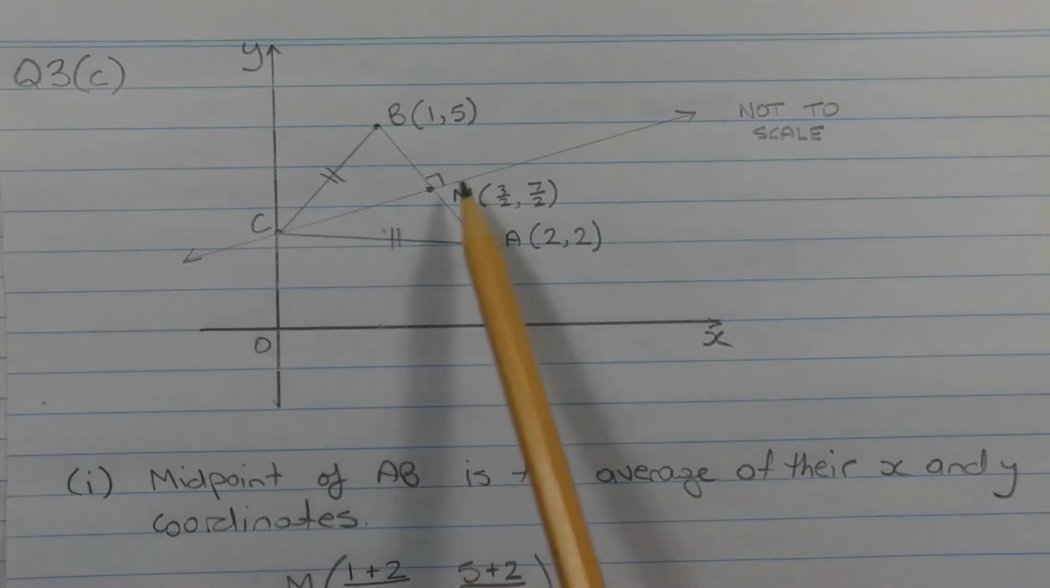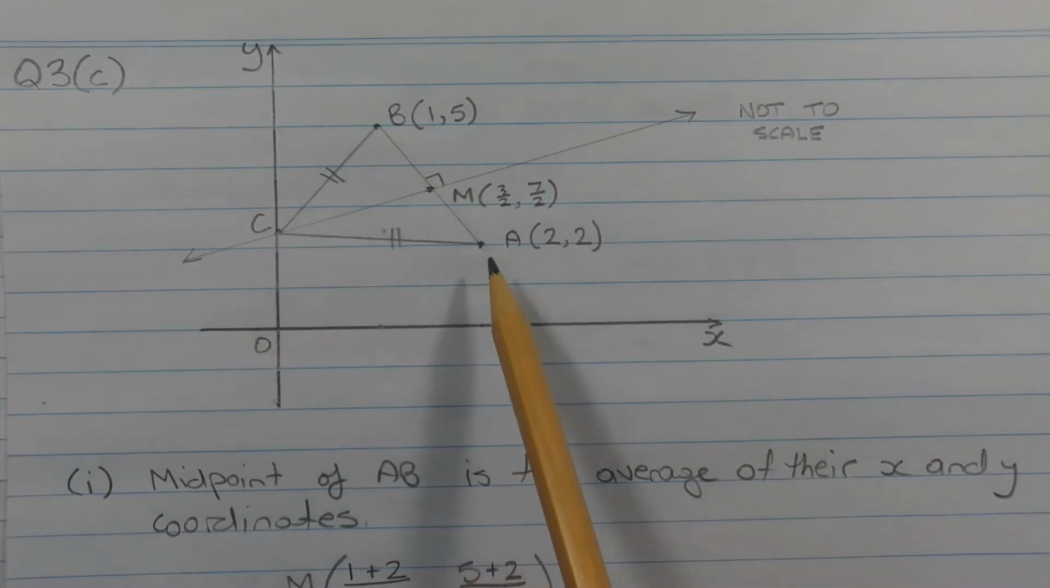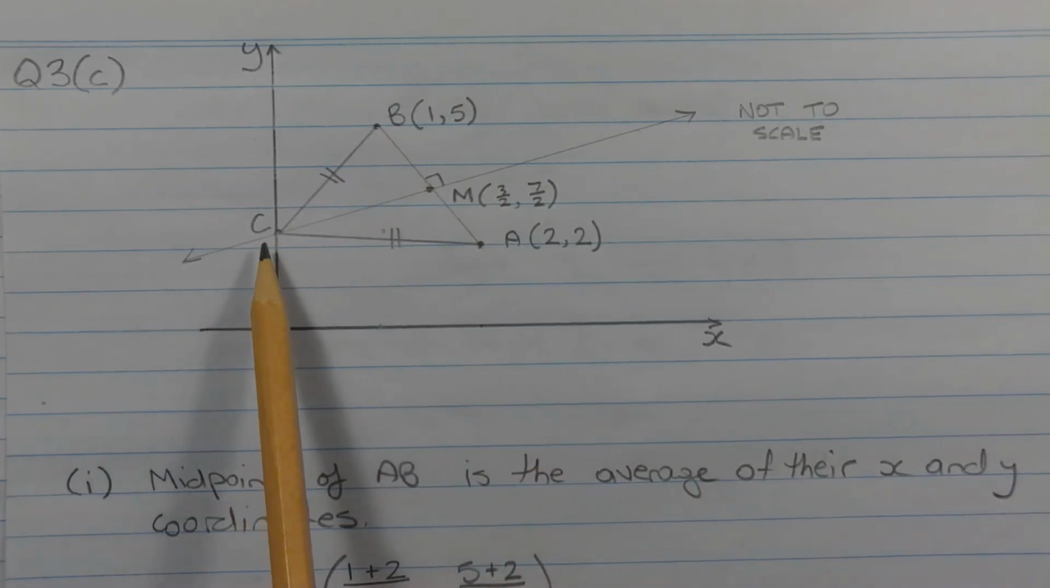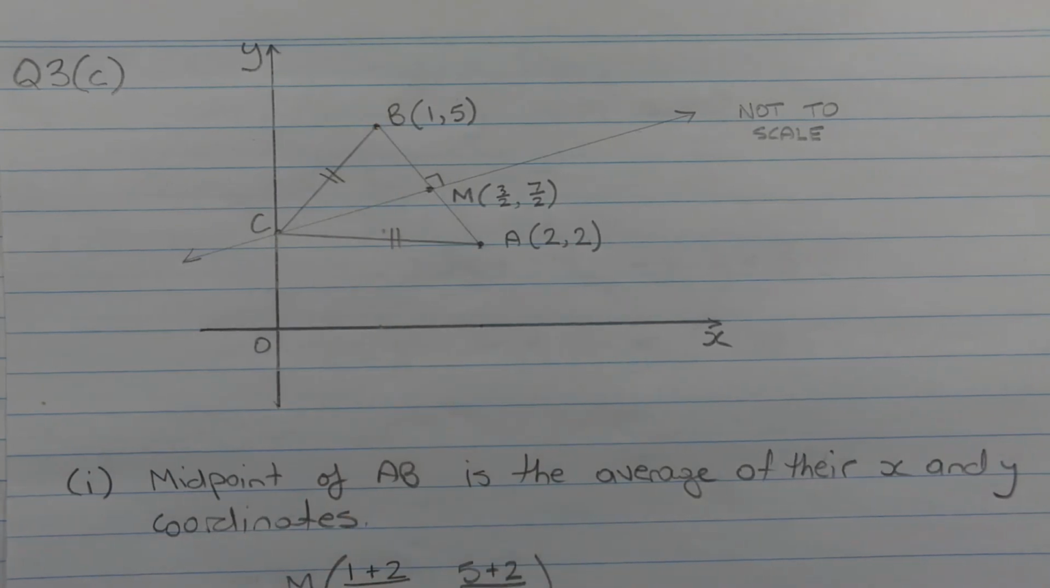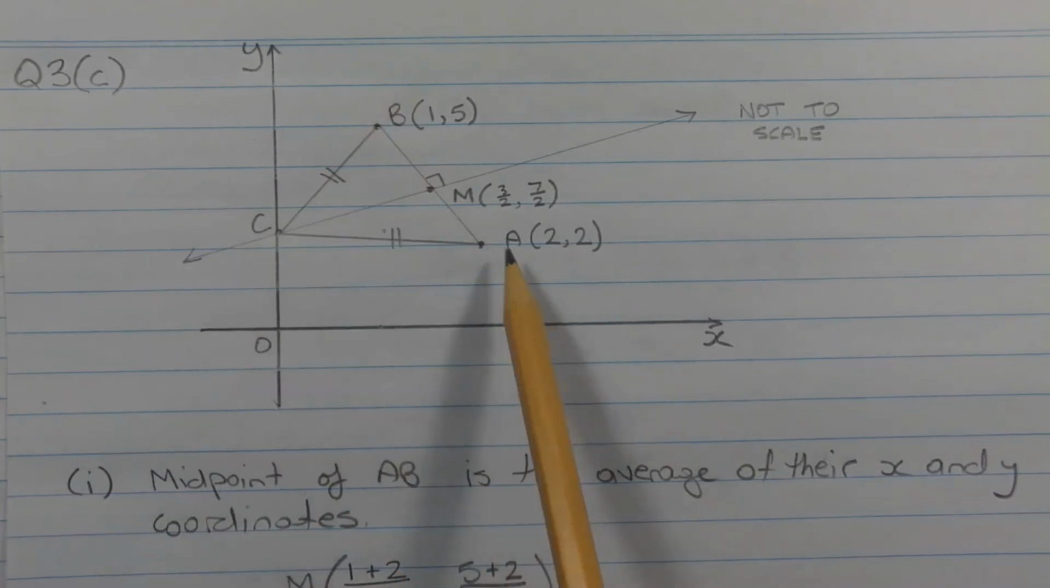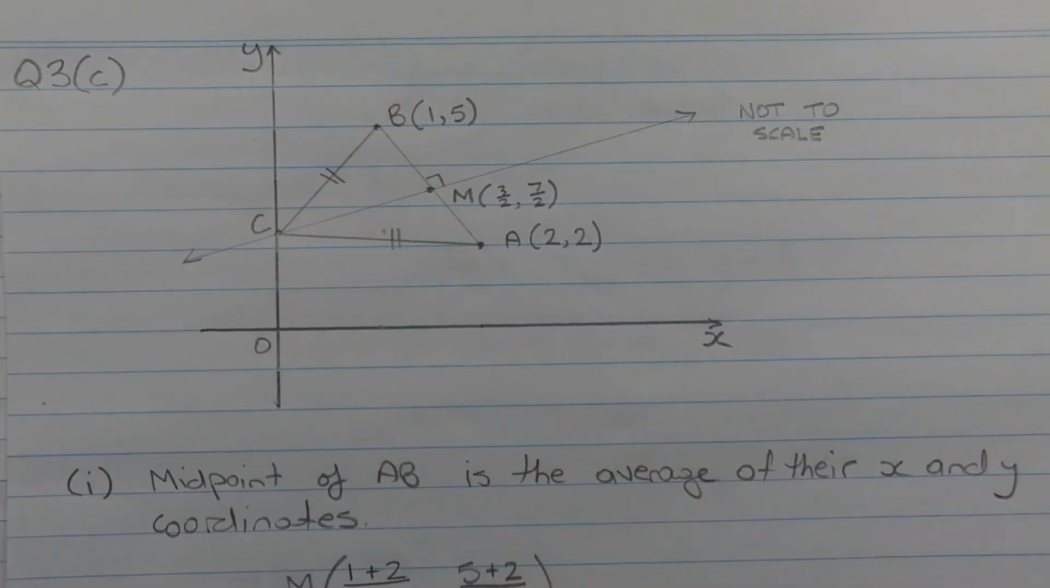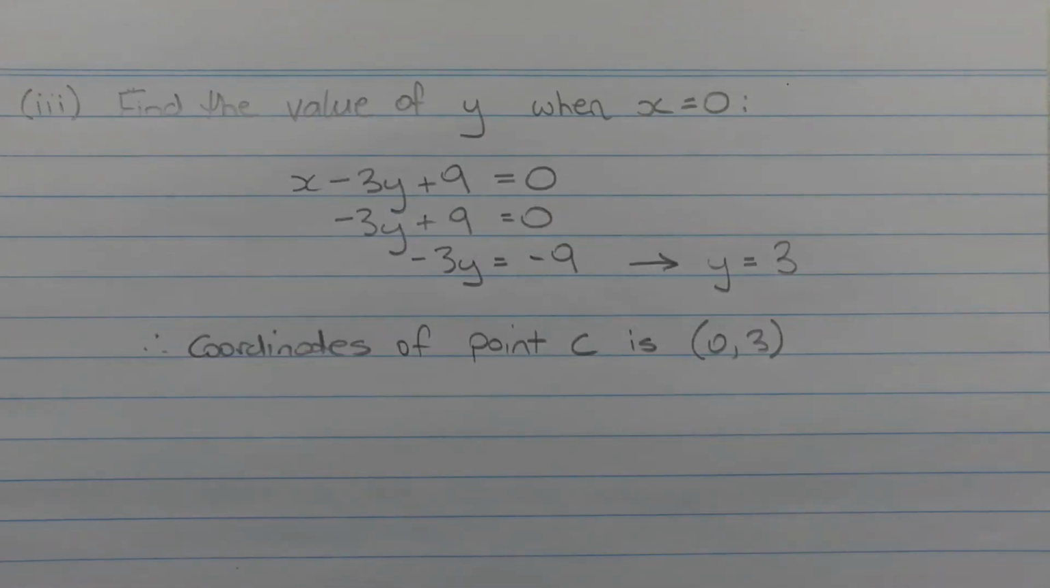Any point on the perpendicular bisector of AB is equidistant from points A and B. In other words, the distance from that point to A and B is equal, thus forming an isosceles triangle. Now it's given that point C lies on the y-axis, which means the x-coordinate of point C is 0.